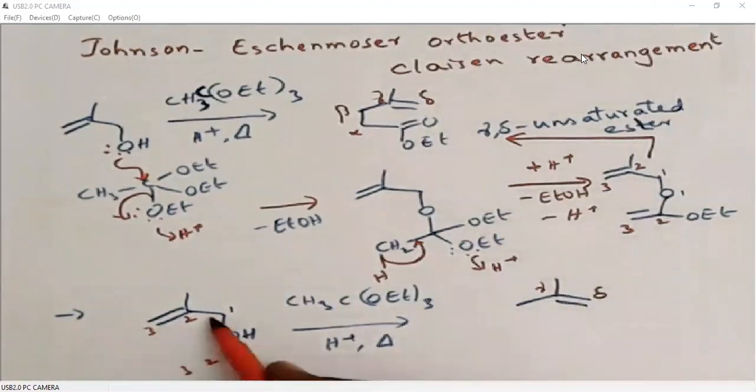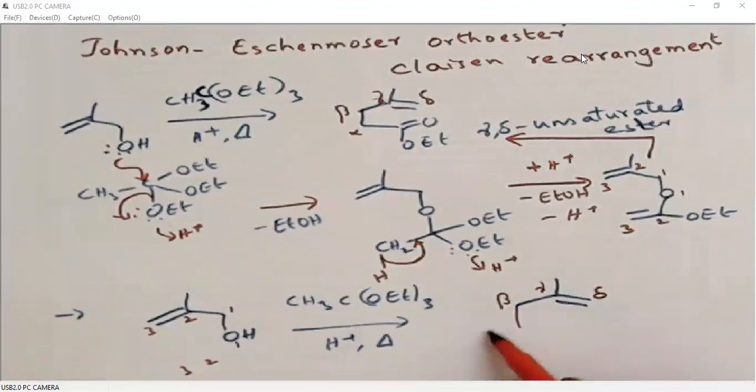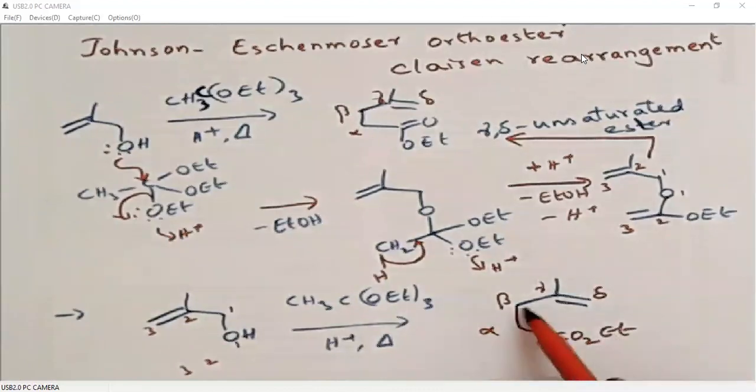Then the other things are easy. You first rearrange this double bond and break this carbon-oxygen bond. So this is gamma, delta. So it becomes beta, and we have alpha, then the ester group. There are no substituents when we use this ester, so you just extend the carbons. It should have beta, then alpha, and the next carbon must be the ester group. So this is how we can easily predict the product from a Johnson-Eschenmoser orthoester Claisen rearrangement.